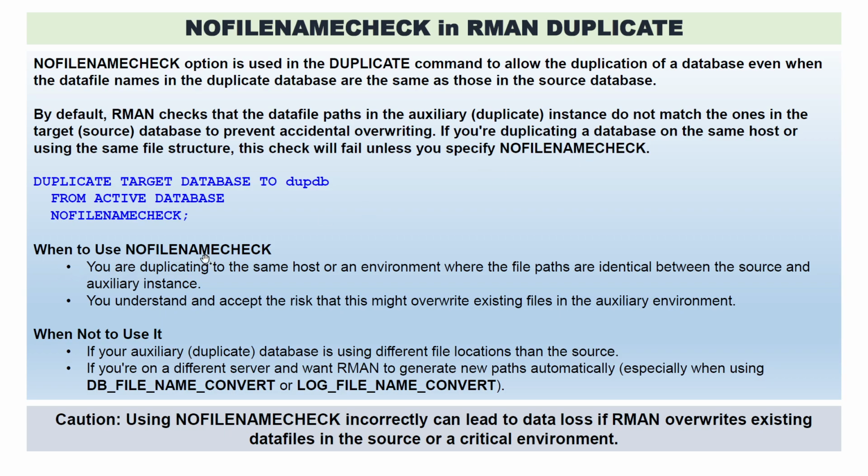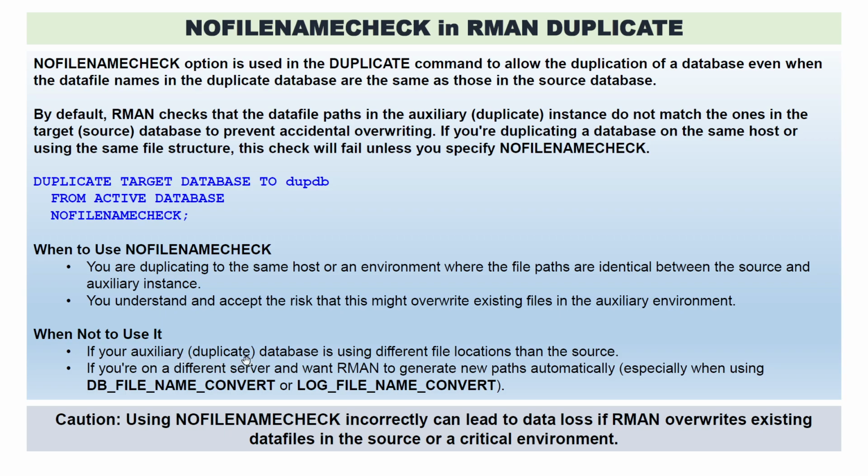When to use no file name check? You are duplicating to the same host or an environment where file paths are identical between source and auxiliary. When the file paths are the same, then you should use no file name check. And you understand and accept the risk that this might overwrite existing files in the auxiliary environment, because when you say no file name check, it will not check the paths or files and it might accidentally overwrite the existing files.